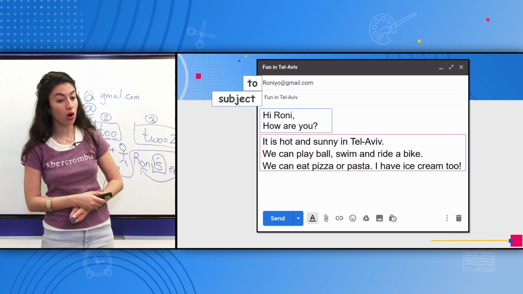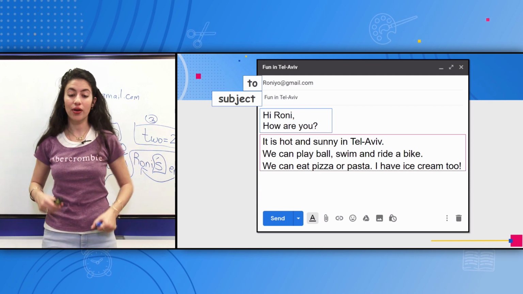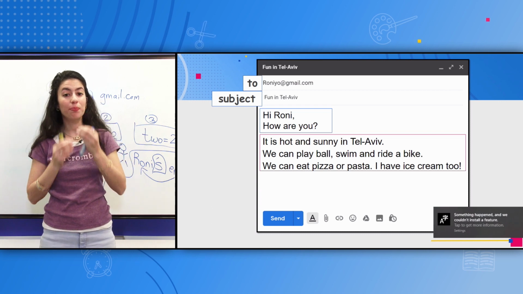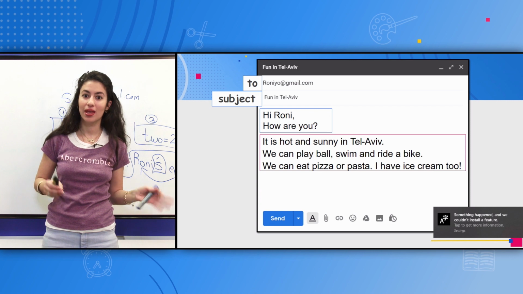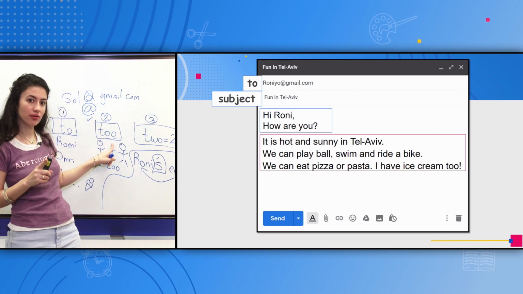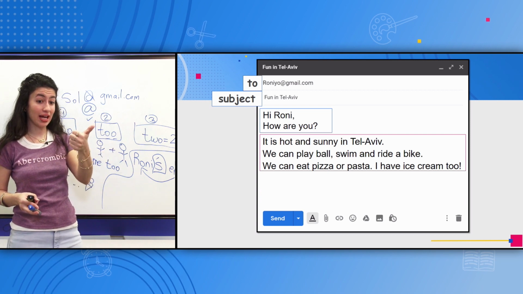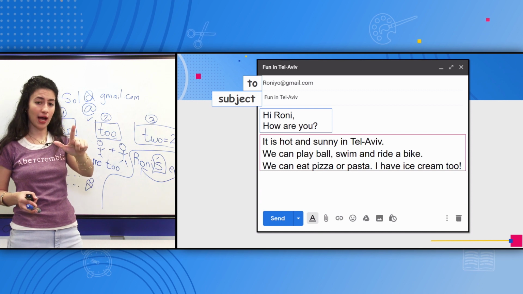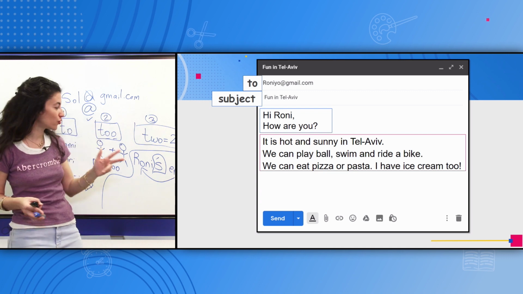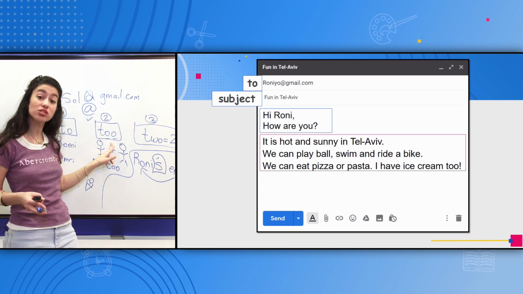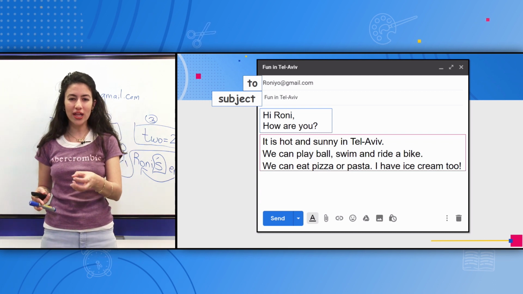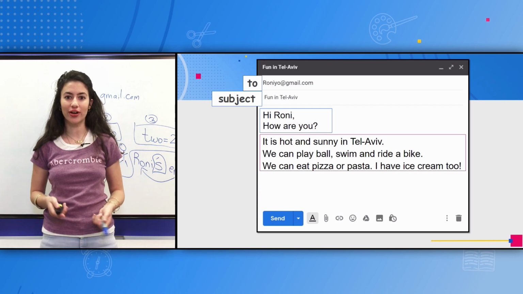We can play ball, swim, and ride a bike. We can eat pizza or pasta. I have ice cream too. You remember? It means that they're going to eat pizza and pasta. And then he remembers, oh, I have ice cream too. So they can also eat ice cream. So this is what they're going to do in Tel Aviv and why it's so fun in Tel Aviv.